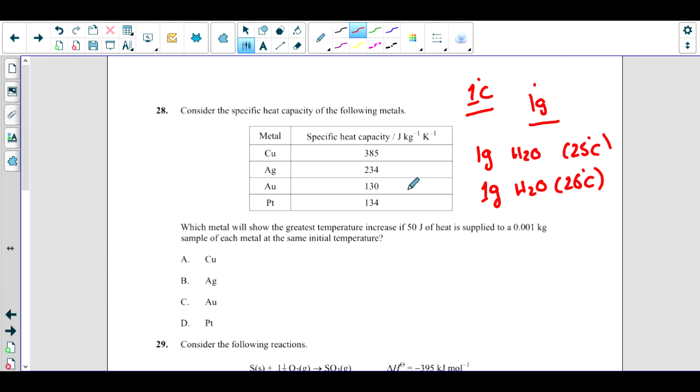So if you compare these values, 385, 234, 130, 134, this is the lowest heat needed. The minimum heat needed is by Au and the maximum heat is needed by copper, Cu. So what's the correct answer we have here? It is Au. It needs the least amount of heat to be converted according to the given scenario.